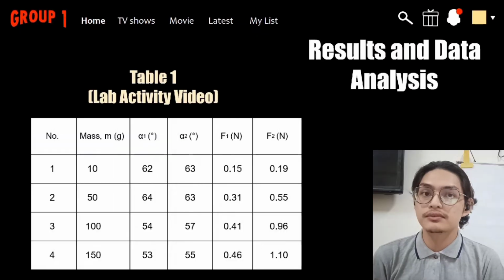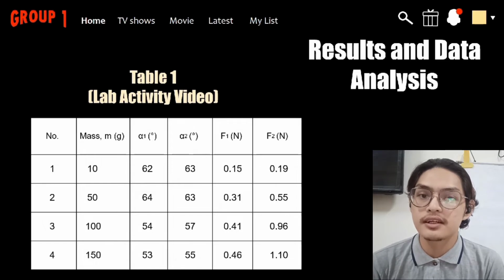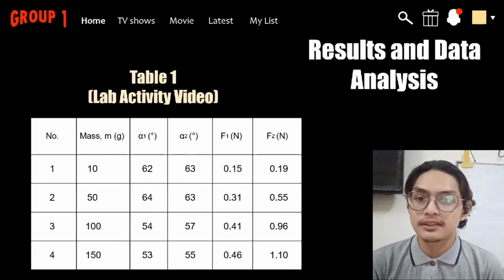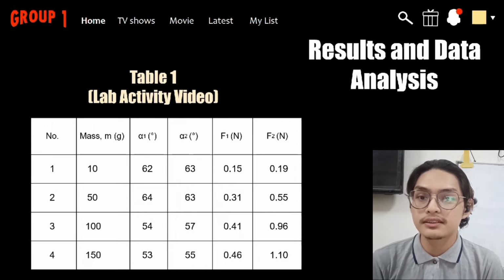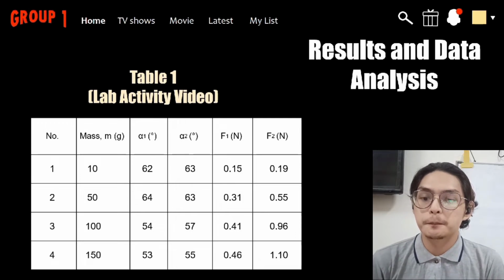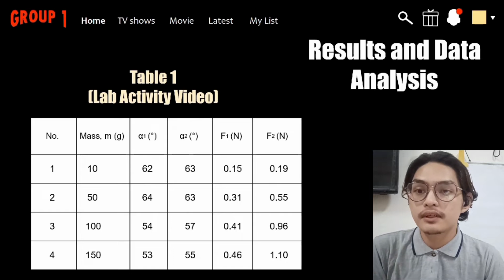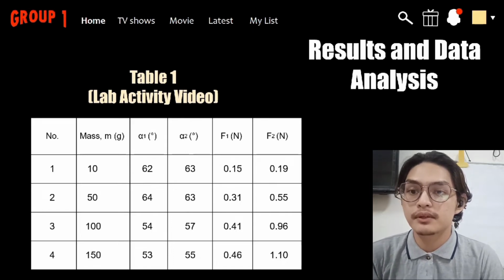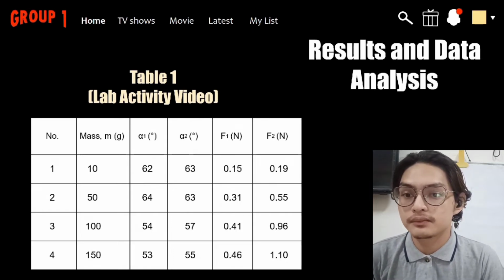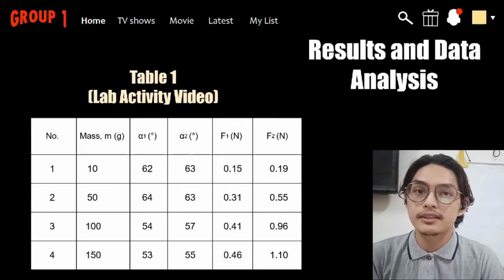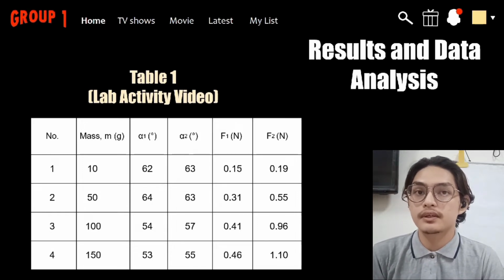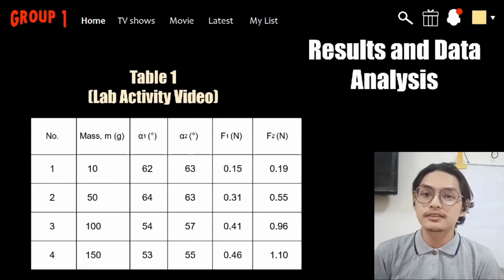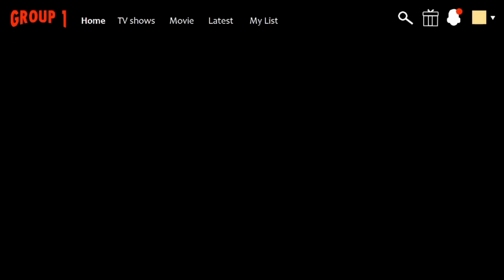So I will continue with results and data analysis. The first table is based on what was given by our lecturer. According to the table, 10 gram, 50 gram, 100 gram and 150 gram are added to the weight holder. The angles and the tension are also calculated and recorded in the table.